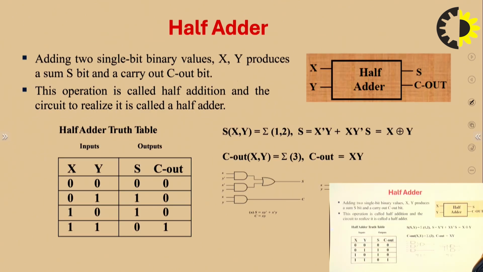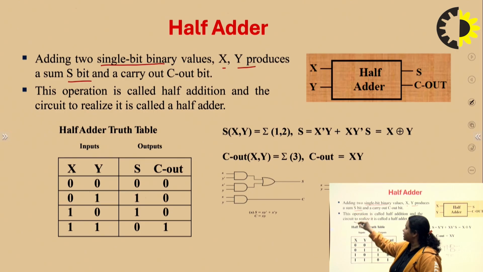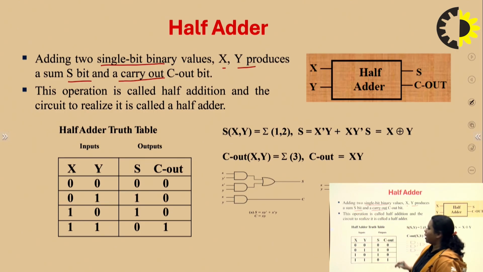So this is our topic, half adder. An adder, we generally know, is used to add digits. In a half adder we add only single digits. I have written that adding two single bit binary values x and y produces a sum bit s and a carry out bit c.